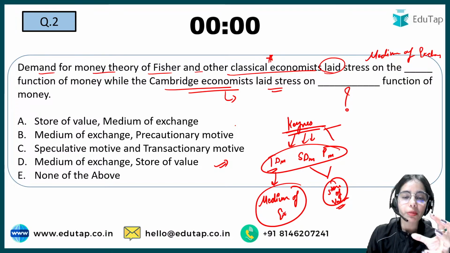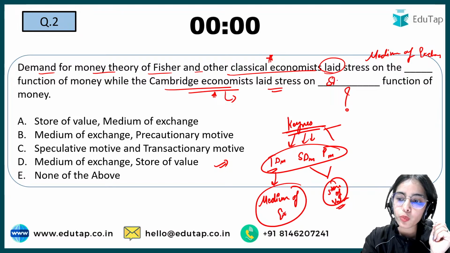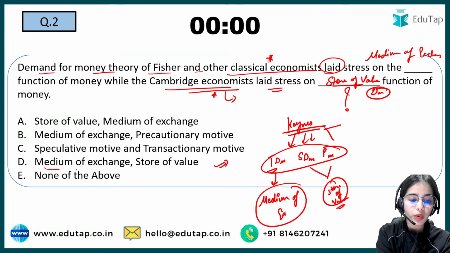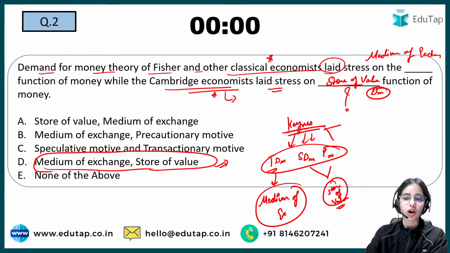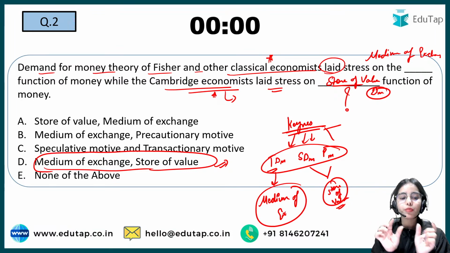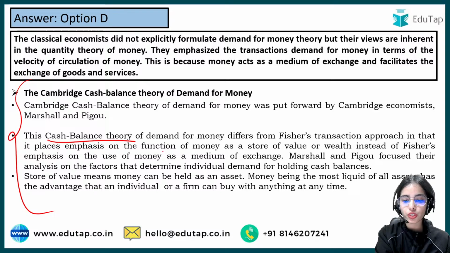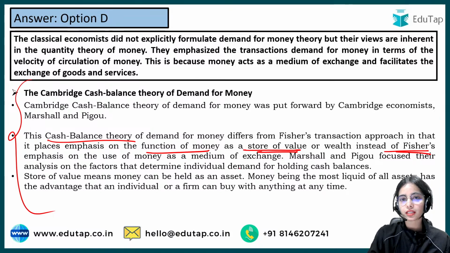That means you demand the money for the transactionary purpose, and the Cambridge economists said that money works as a store of value. You are demanding the money so that you can store the value of money with yourself. So I hope now it is clear that the classical economists laid stress on the medium of exchange function of money, and Cambridge economists laid stress on the store of value function of money. That is the whole idea. You can also read it here, that the cash balance theory has focused on the function of money as a store of value, while Fisher, the classical economist, has used money as a medium of exchange.